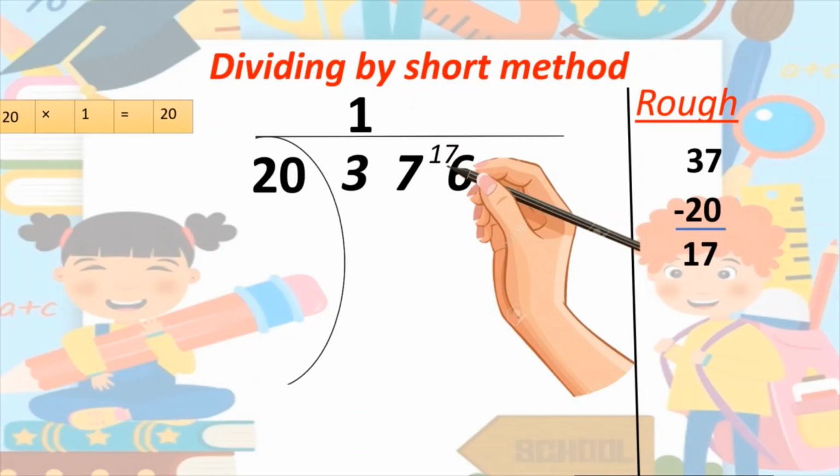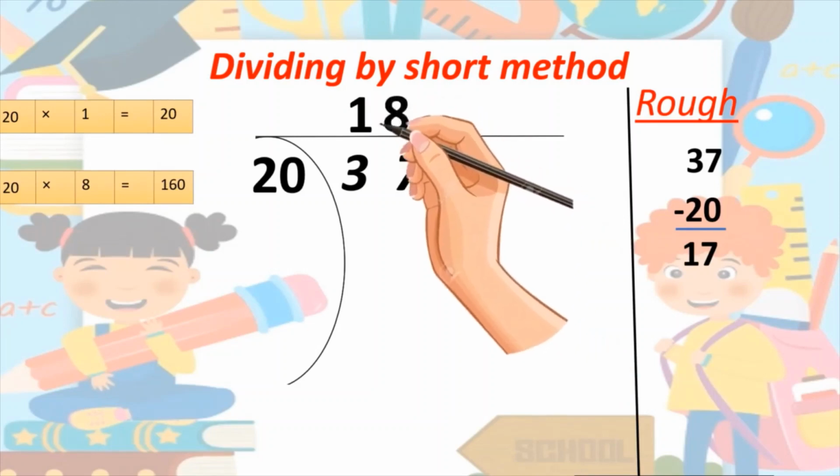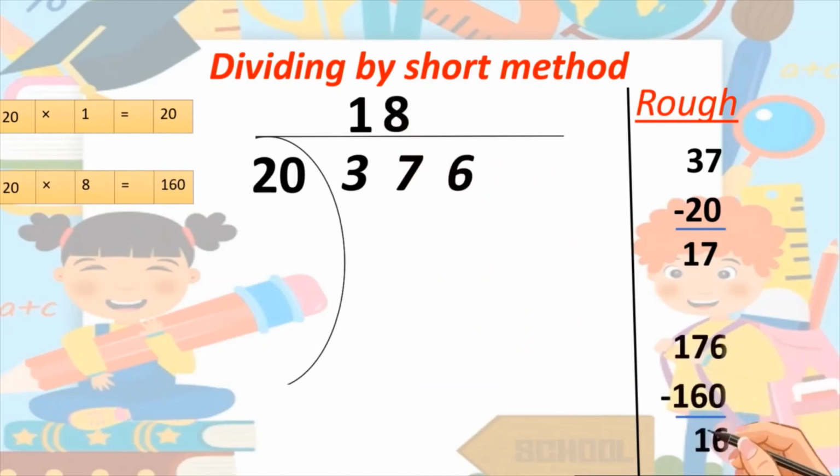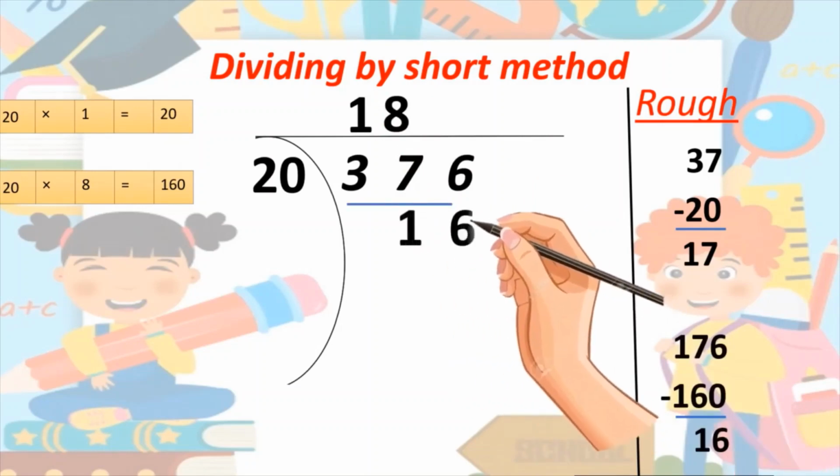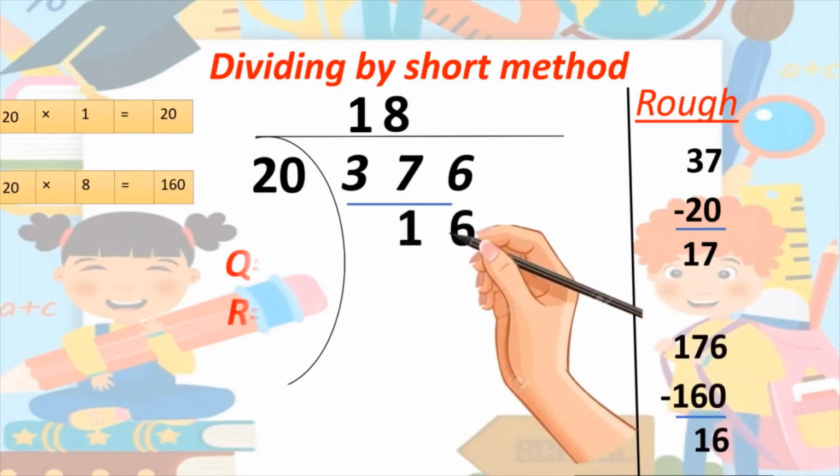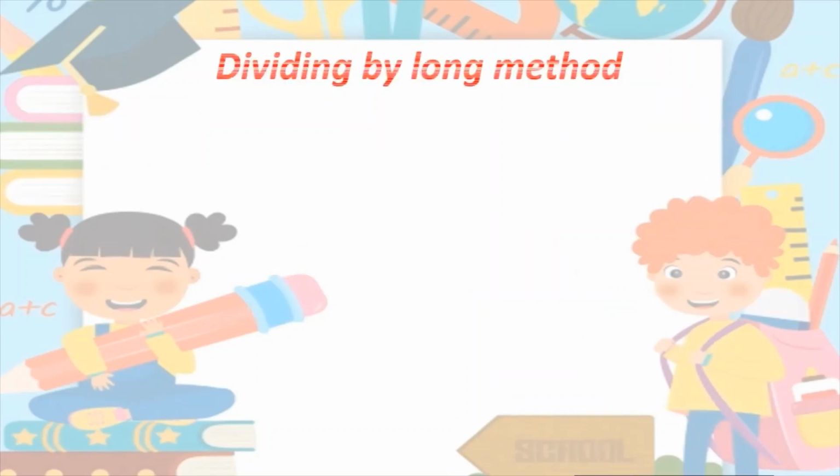176. Now, 2 8s are 16, which is less than 17. So, we can multiply 20 by 8. So, 20 8 times is 160. So, now 176 minus 160 is 16. So, we get the same. That is 18 as the quotient and 16 as the remainder.